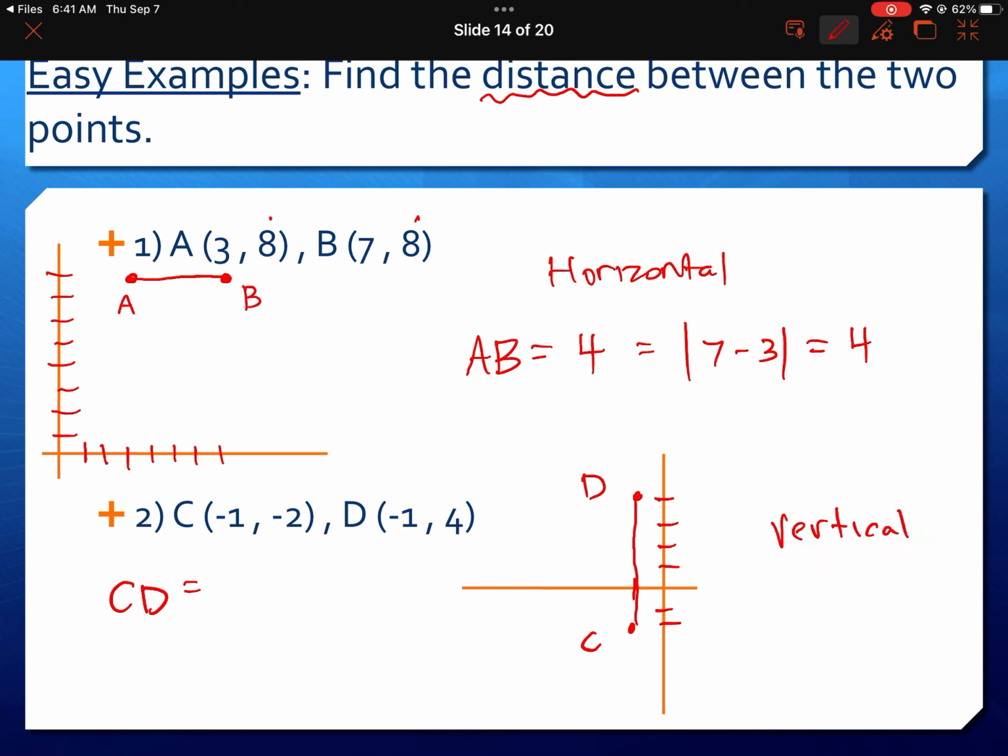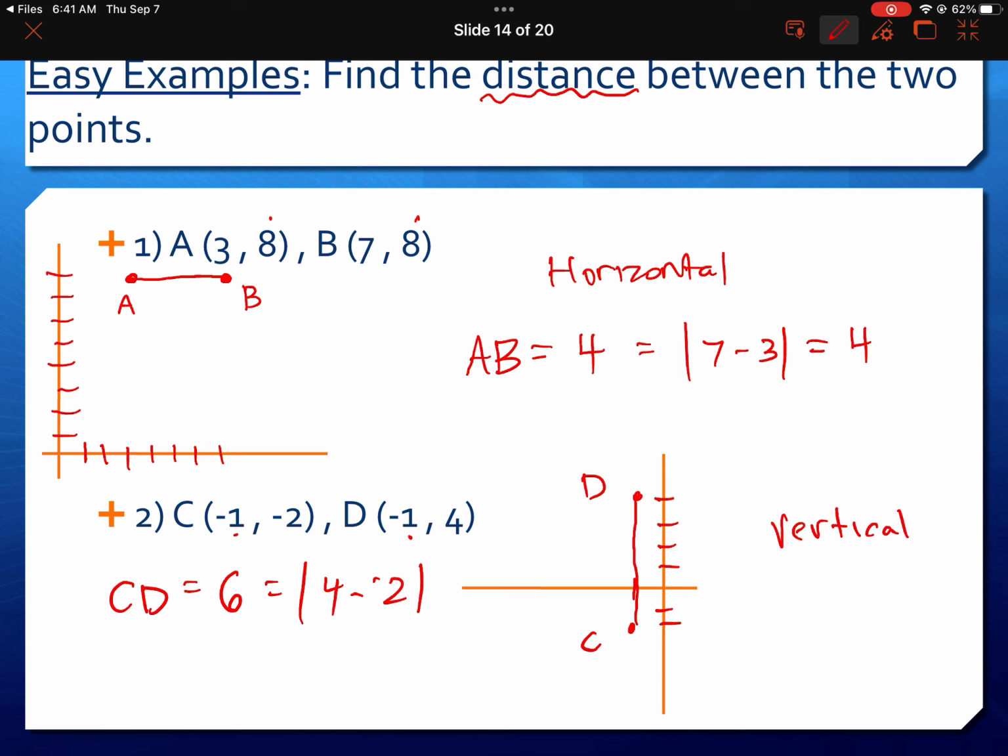Notice how C is 2 units below the origin, D is 4 units above. If you go from -2 to +4, how far did you go? You could count. Or you could use your ruler postulate.